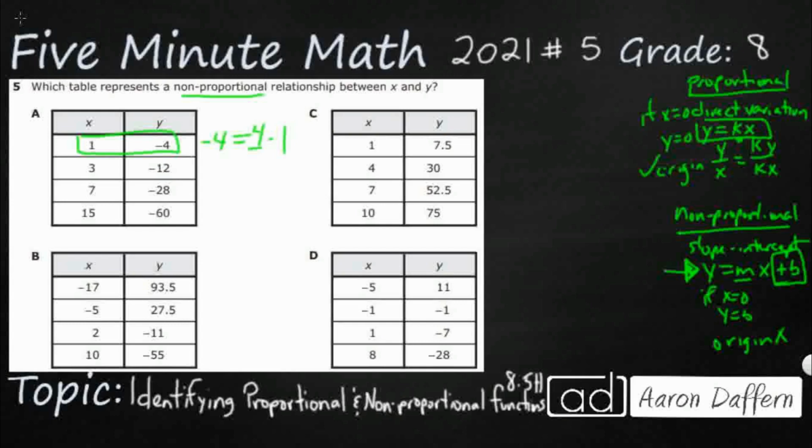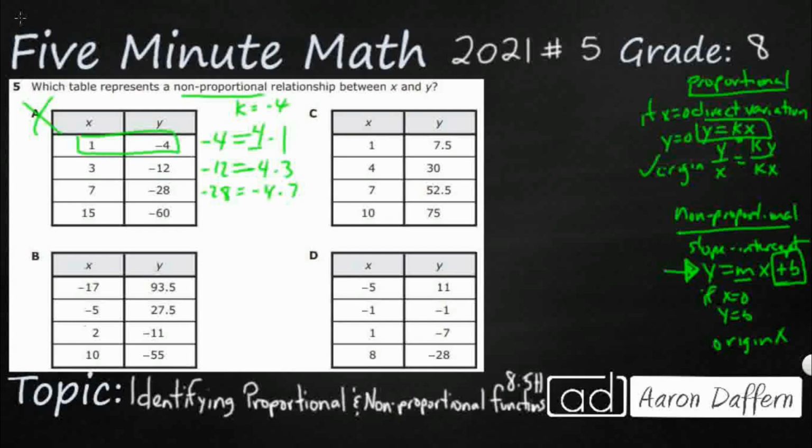So if k equals -4, does that work over here? Does -12 equal -4 times 3? Yeah. Does -28 equal -4 times 7? Yeah. Okay, so it works all the way down. So then that's not our answer. That's your proportional, it's just y equals kx.